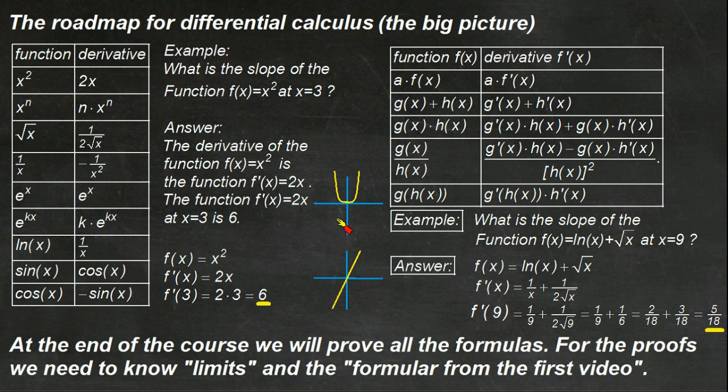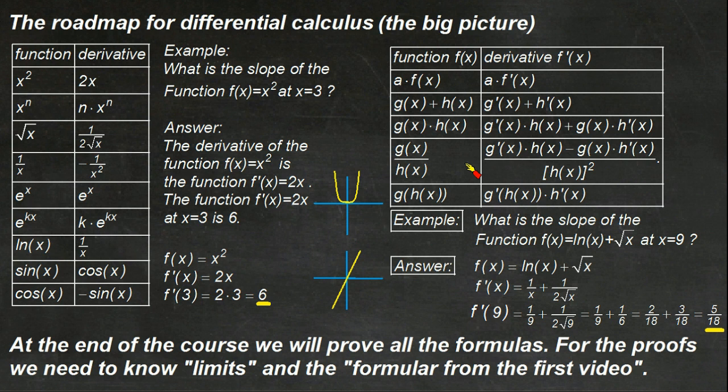Okay, let's start. The first thing you will learn is to find the slope of a straightforward function, like f of x equals x squared. To find the slope of a straightforward function, you just have to look in a table. You find this table on Wikipedia too.